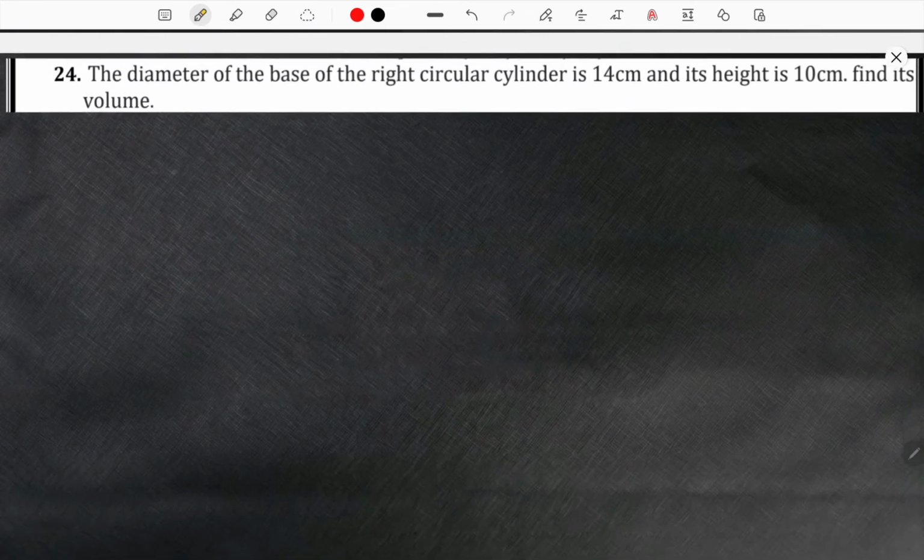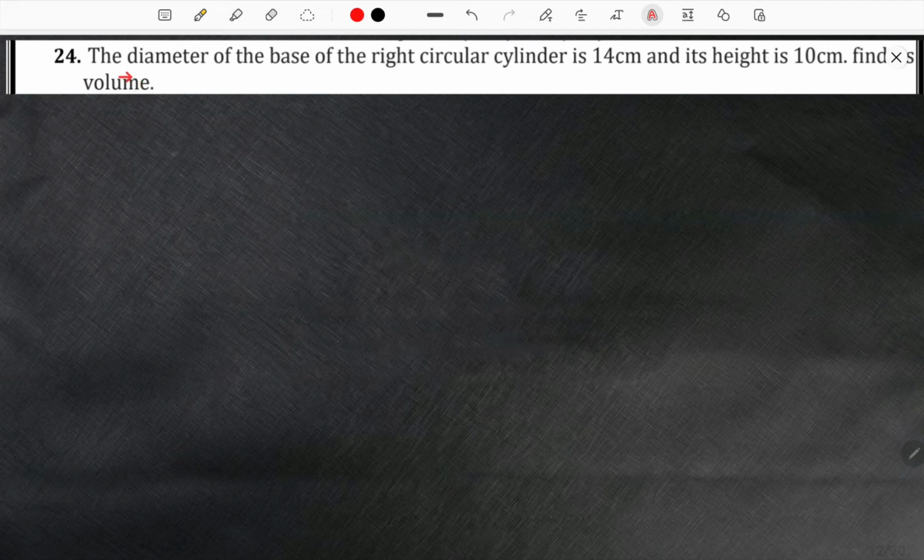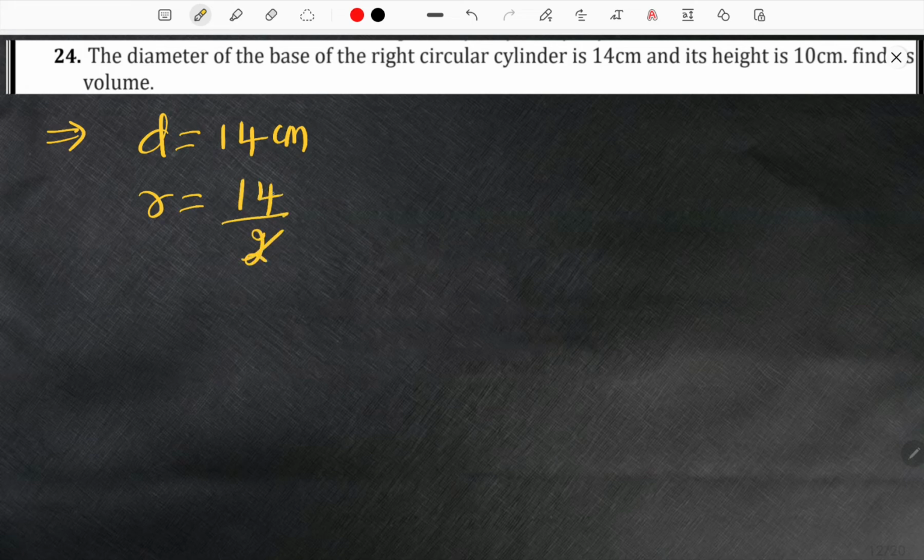Moving forward to the next question. This is the last question. The diameter of the base of the right circular cylinder is 14 centimeter. So diameter is going to be 14 centimeter. That means the radius will be 14 by 2. 2 sevens are 14, and radius is 7 centimeter. And its height is 10 centimeter. So height value is 10 centimeter.